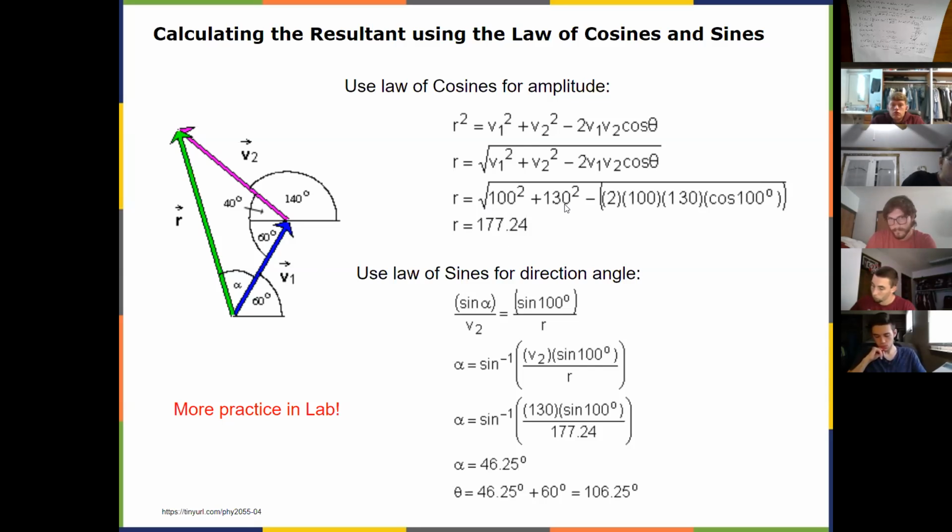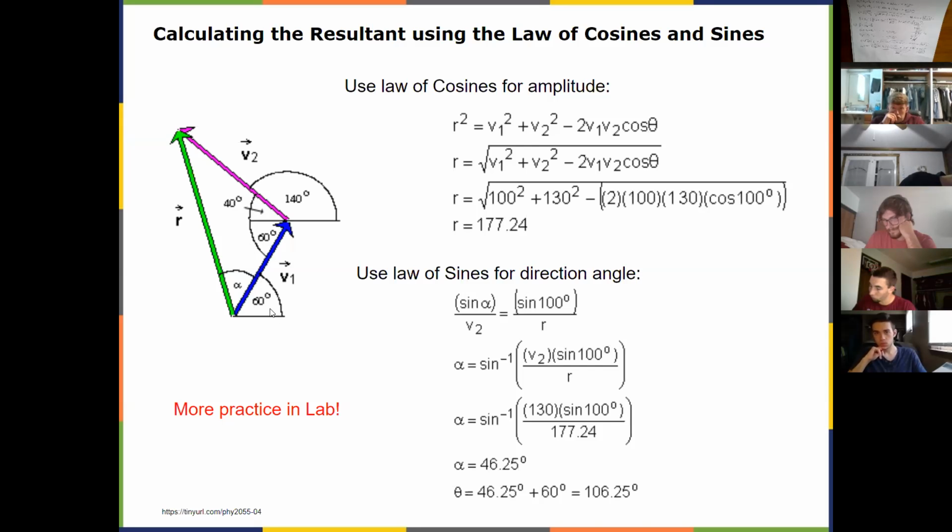Okay, so then instead of doing the x and y components of v1 and v2 and then adding them up to get the resultant vector, you can apply law of cosines directly to get the magnitude of r, right? So you can say r squared is equal to v1 squared plus v2 squared minus 2 v1 times v2 cosine of this angle. You have to figure out what this angle is, okay?